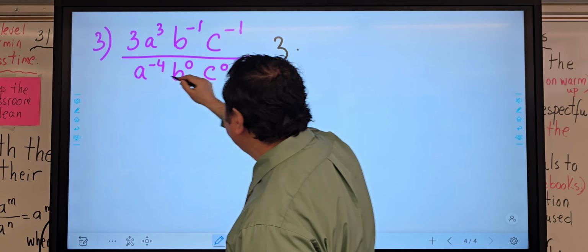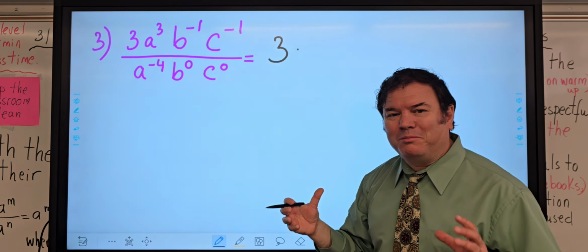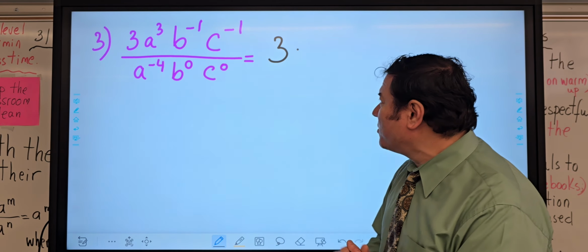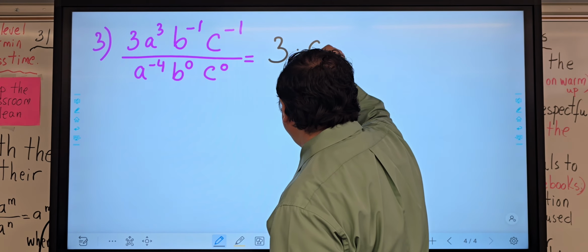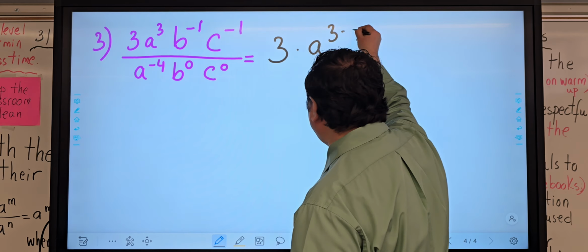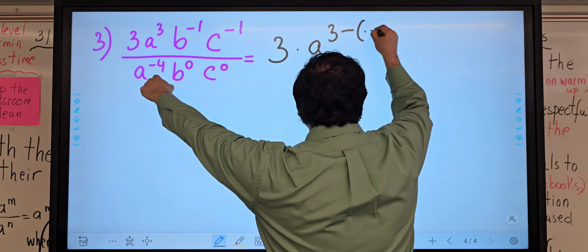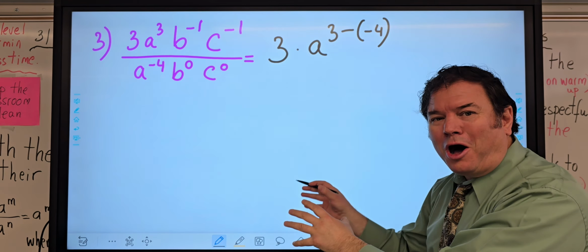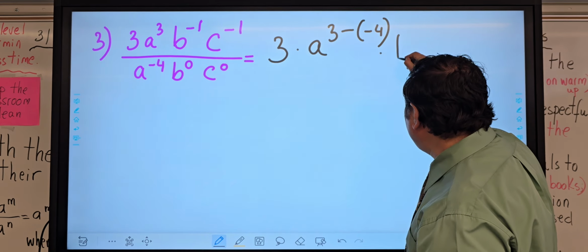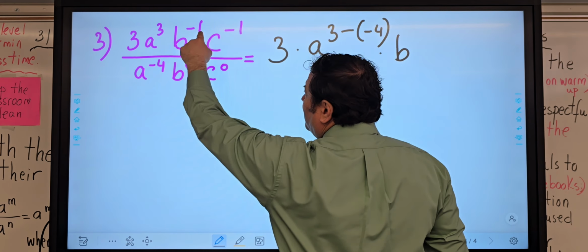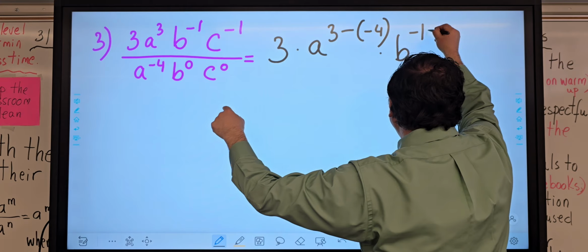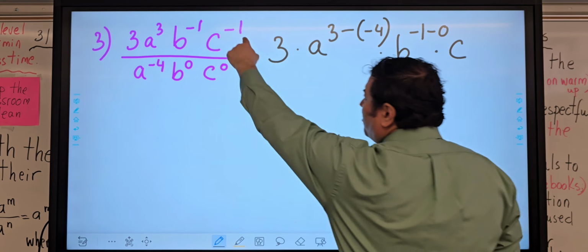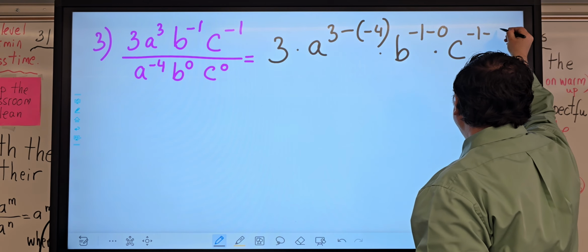Let's look at the a. Okay, remember, based on the quotient of powers property, we are going to keep the base, which is a, and we are going to subtract the exponents. So we have a to the power of 3 minus, but we have another negative 4 on the bottom. We are going to do this a little differently because we are using that law of exponents. Times b to the power of negative 1 minus 0, right? Negative 1 minus 0, okay? And times c to the power of negative 1 minus 0.